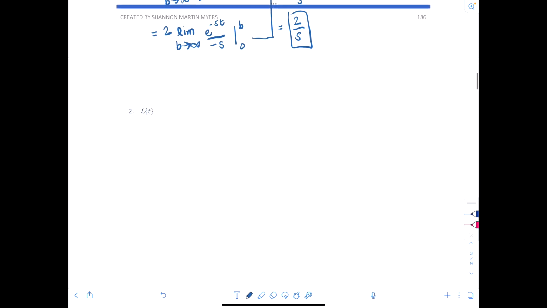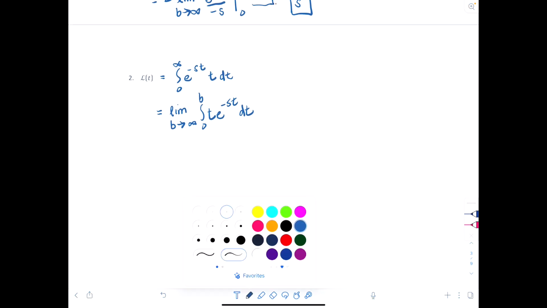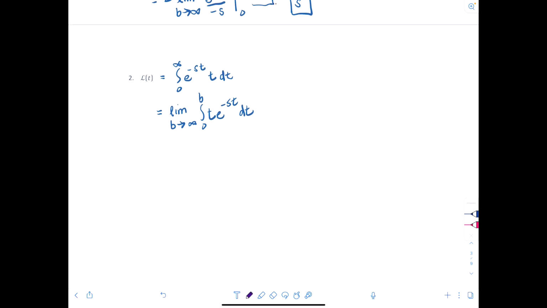All right. Now let's take a look at L of t. So L of t will equal the integral from 0 to infinity of e to the negative st times t dt. So that will be the limit as b approaches infinity of the integral from 0 to b of t e to the negative st with respect to t. So this one, we're going to need integration by parts. So over here, I'll just do it on the side.